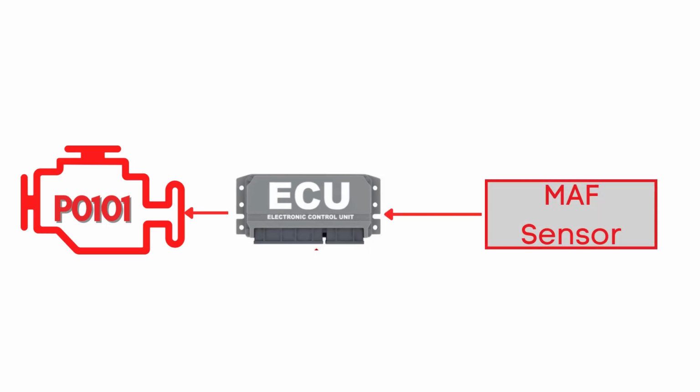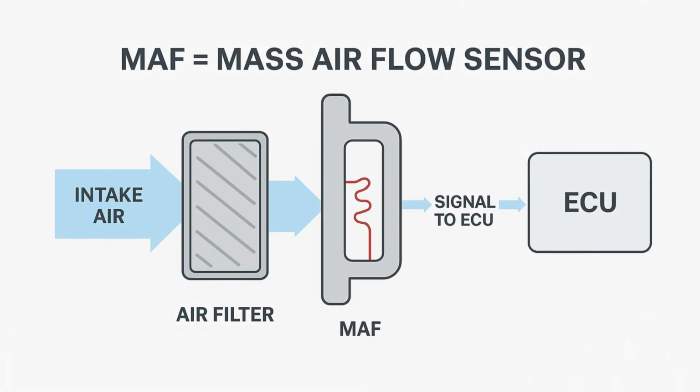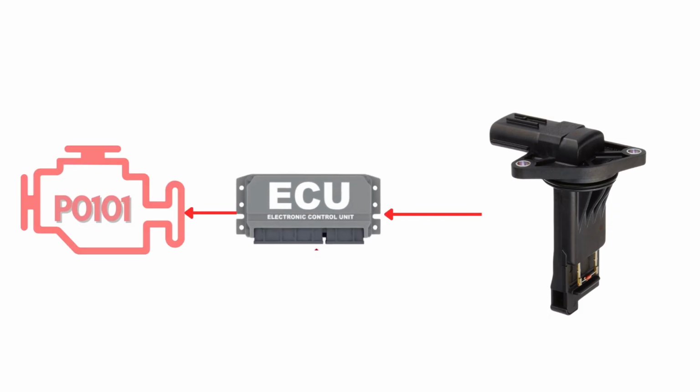This code gets triggered when your car's engine control module, the ECU, detects a problem with the mass airflow sensor signal. If that MAF signal is out of range or inconsistent, the ECU can't accurately measure how much air is entering the engine. And when that happens, it throws the P0101 trouble code to let you know something's wrong with the MAF circuit.